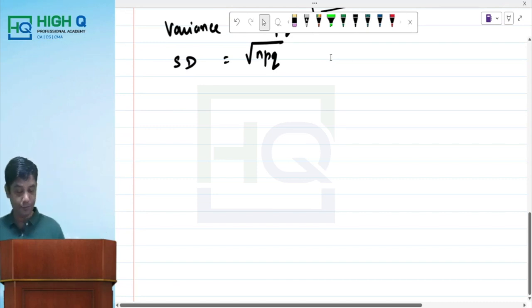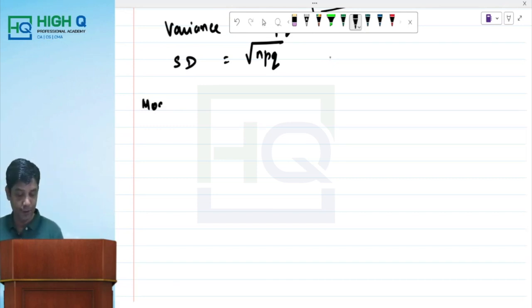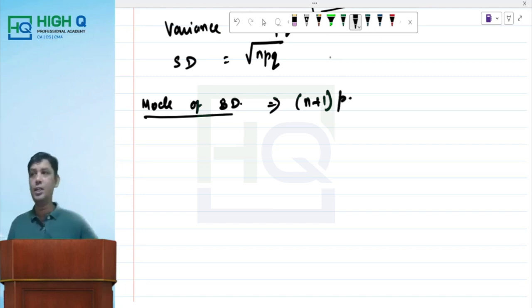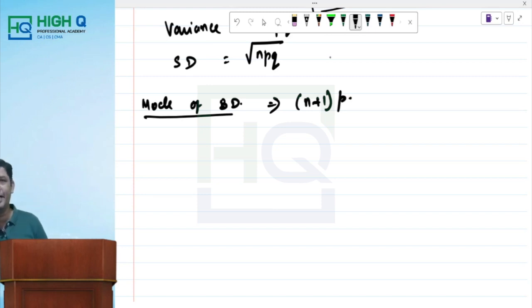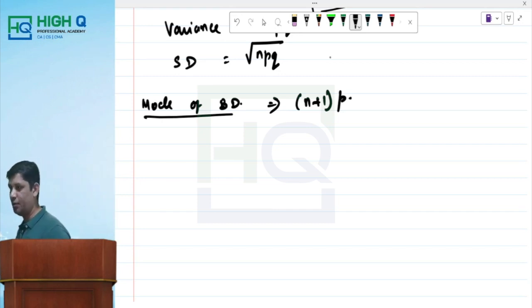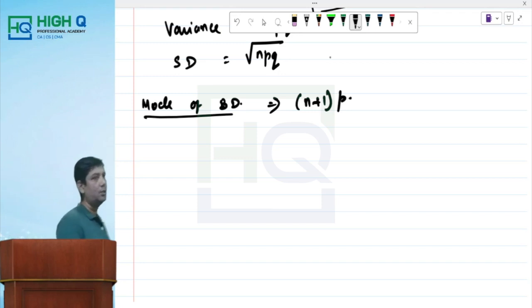Next, the mode of binomial distribution is n plus 1 into p. Please, my dear, what is the mode of binomial distribution? N plus 1 into p. This is the formula. What is the mean? np. What is the mode? n plus 1 into p.